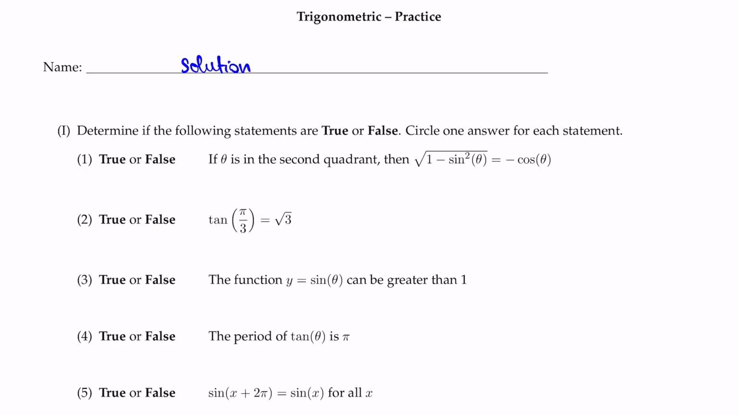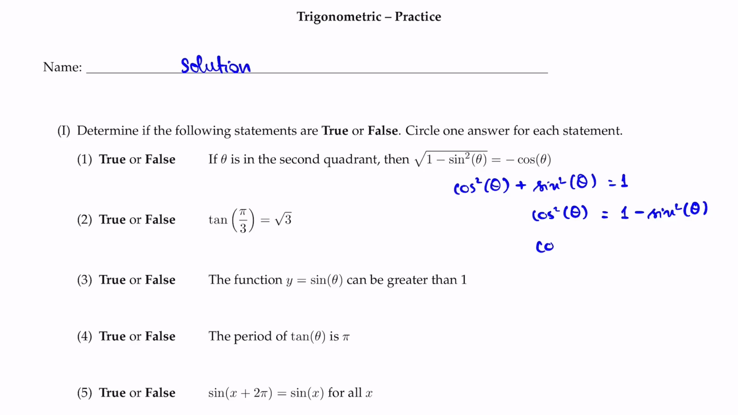If theta is in the second quadrant, then the square root of 1 minus sine square of theta is equal to negative cosine of theta. Is it true or false? So we start out with this particular identity, that is cosine square of theta plus sine square of theta equal to 1. And you can solve for cosine square of theta by moving sine square of theta to the right hand side. So this is what you got, cosine square of theta equal to 1 minus sine square of theta.